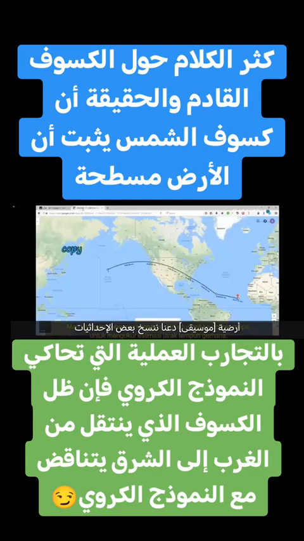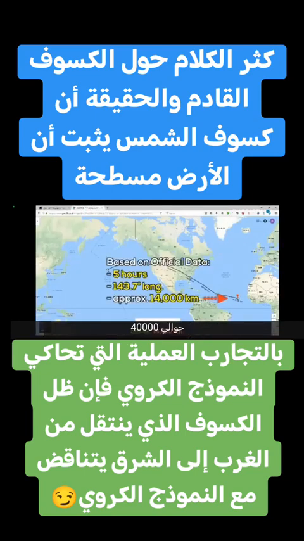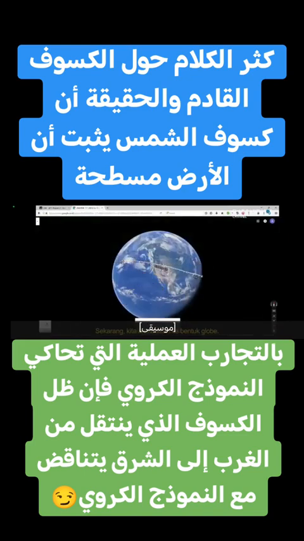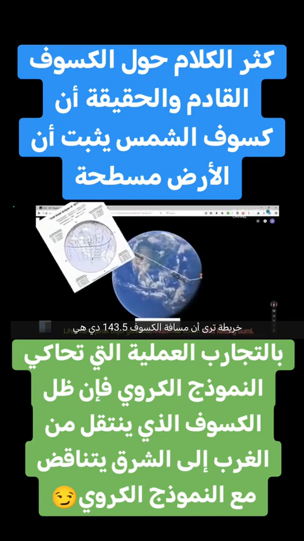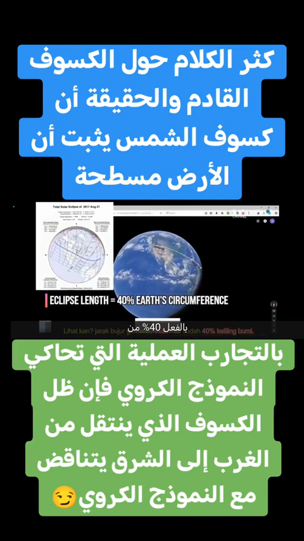Let's copy-paste some coordinates from the eclipse site to Google Maps to measure the approximate distance. It's around 40,000 kilometers. Now, apply it to the globe map. See, the eclipse distance, 143.7 degrees, is already 40% of the Earth's circumference.